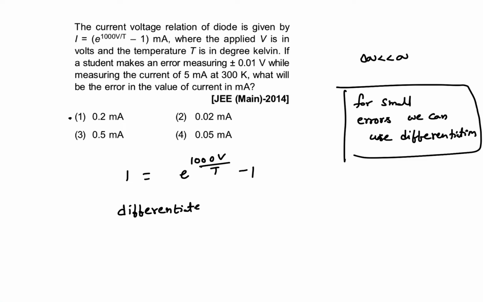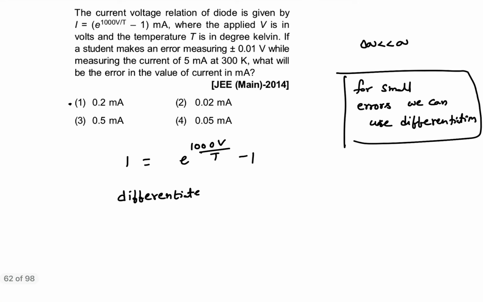We can use differentiation. Earlier I wrote that whenever delta A is very much less than A, only then the relative error formulas hold, that is, the percentage error relations we have written. Generally, if the values are large, we have to write the change values. For small errors, we can use differentiation also.